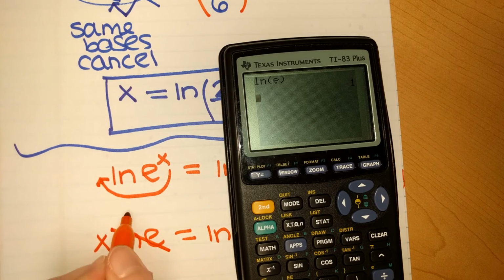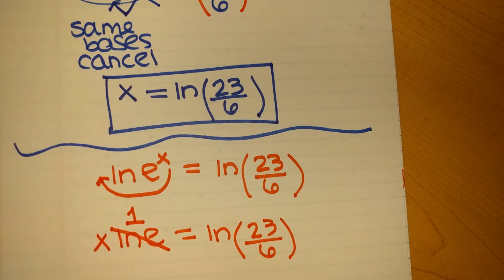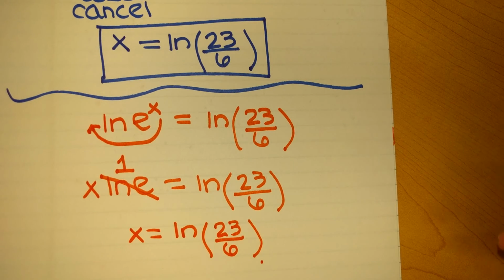So natural log of e is 1, so that means on your left-hand side, you just get x is equal to natural log of 23 over 6. Okay, so either way you're going to come up with the same conclusion. It is a little easier though to know that natural log and e are inverses, so they are going to cancel out and you're just left with x.